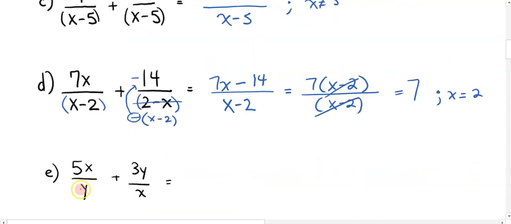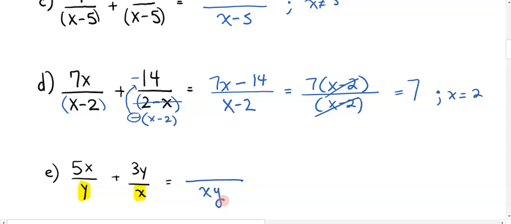All right, so this time I have denominators that are completely different. It's kind of like 5 and 7, right? There's no common factors within those two numbers. So if I had 5 and 7, my common denominator would be 35. I would need 5 times 7. Same thing here. If I have y and x, I would need both. Whatever they are, it needs to be x times y, okay?